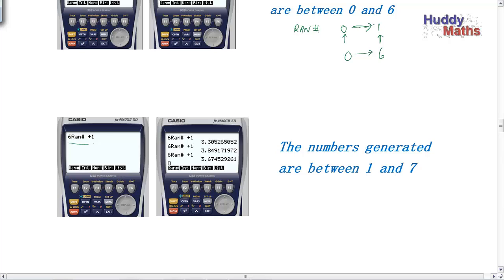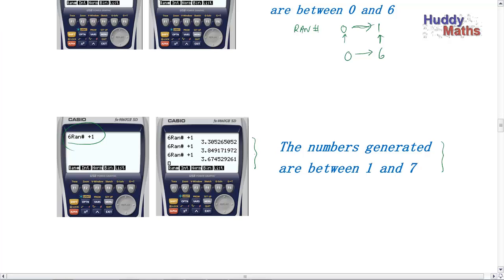Okay, so let's look at the next one now. 6 random number plus 1. Okay, did you get this? I reckon the numbers generated are between 1 and 7. I've only got a lot of bundles of 3 here now. All got 3 points in them. But anyway, not to worry. No doubt it comes good later.